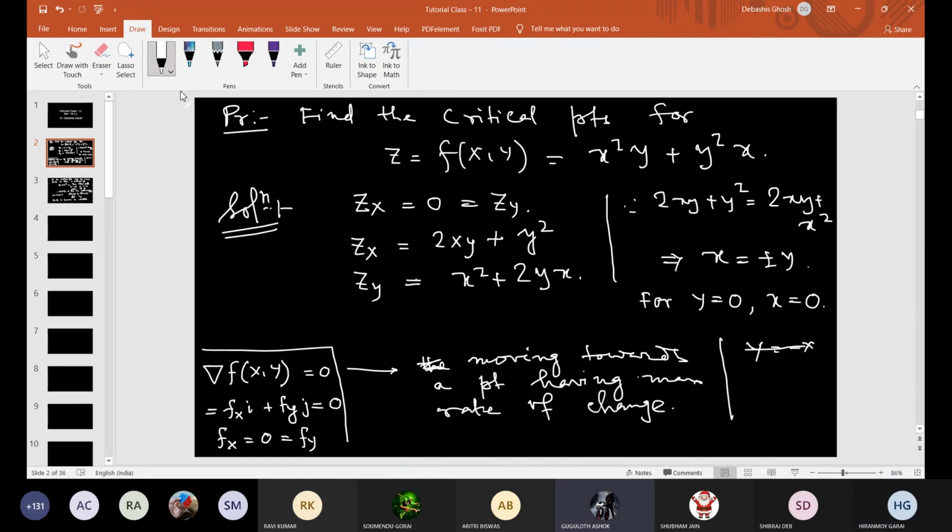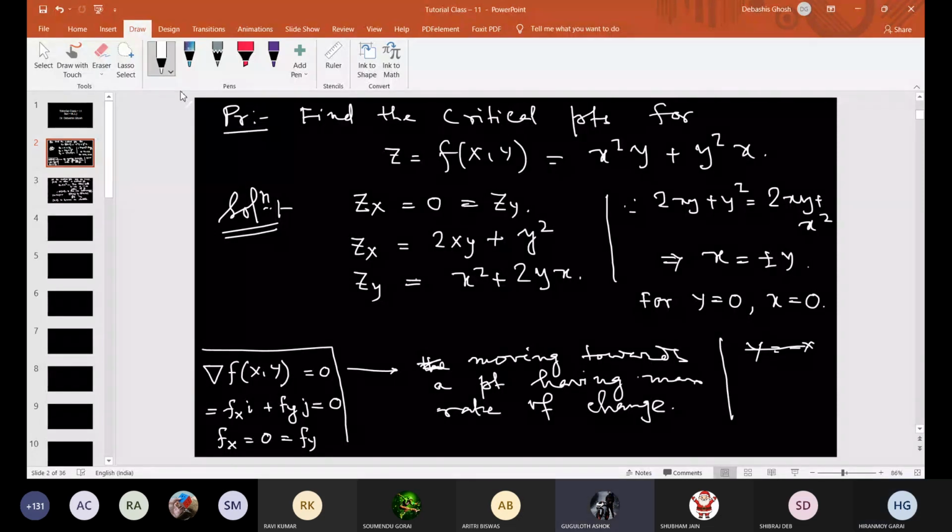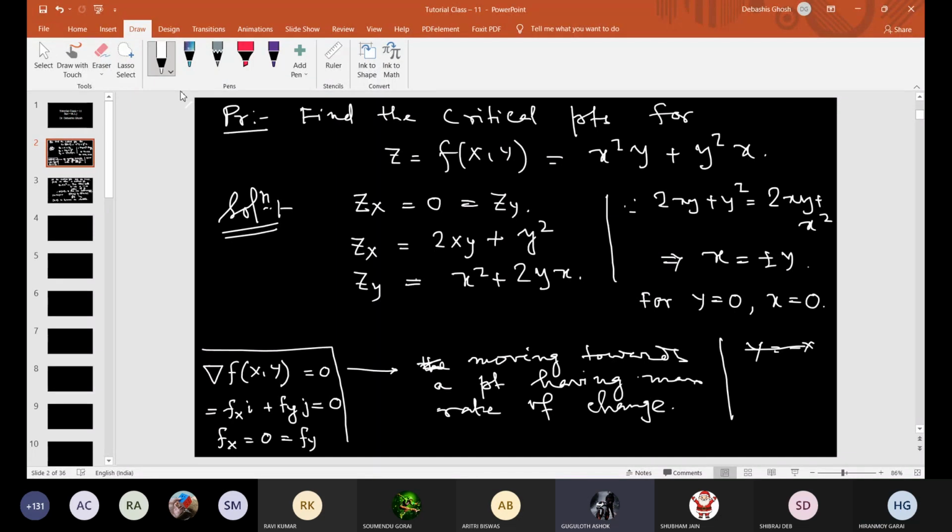Sir, how do you consider that for y is equal to 0? Yes, that step. After x is equal to plus or minus y, why have we considered only y equal to 0? You just replace x equals to plus y, and you have your 2y cube.